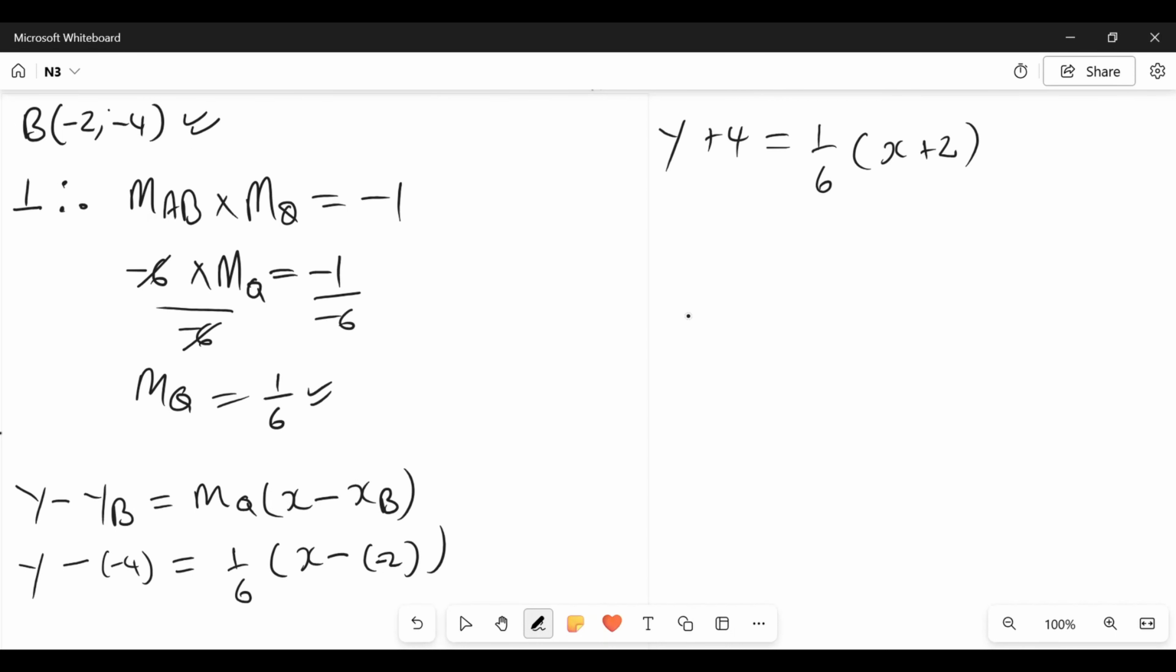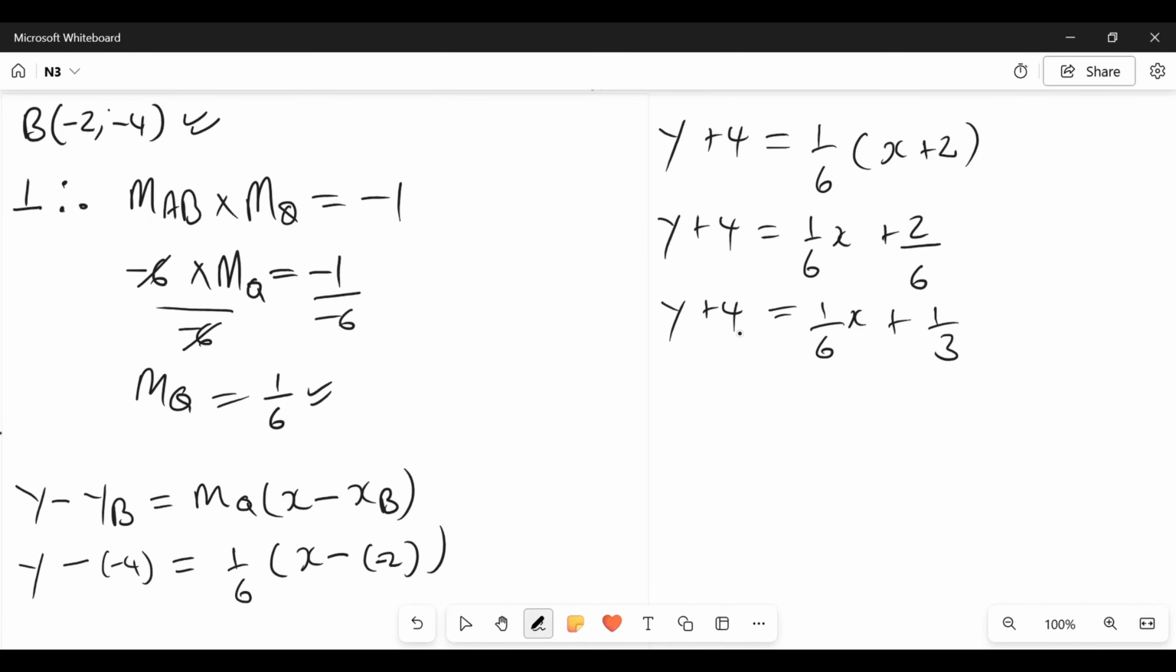There we go. Then from there we have to remove the brackets. On the left hand side, we're going to continue with y plus 4. And on the right hand side, we're going to multiply by 1 over 6 to remove the bracket. We're going to have 1 over 6x, and then we're going to have plus 2 over 6. There we go. If you continue, we're going to write on the left hand side as it is. We have y plus 4. This is going to be 1 over 6x, and then we know that 2 over 6 is going to give us plus 1 over 3.